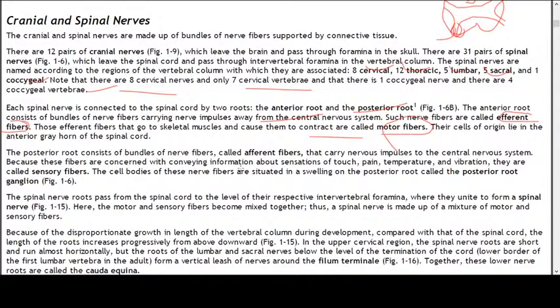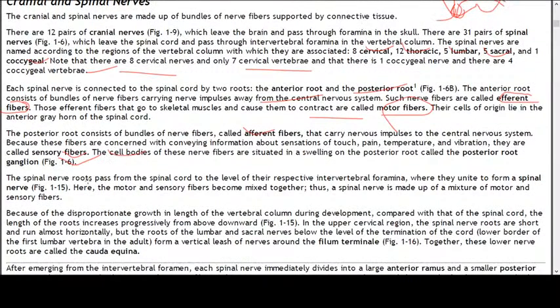The posterior root consists of a bundle of nerve fibers called afferent fibers. Okay. Efferent motor fibers and afferent. That carries nervous impulses to the central nervous system, because these fibers are concerned with conveying information about touch, pressure and vibration. They are called sensory fibers. The cell bodies of these fibers are situated in the swelling of the posterior root called the posterior root ganglion. The spinal root passes from the spinal cord to the level of the respective intervertebral foramina.